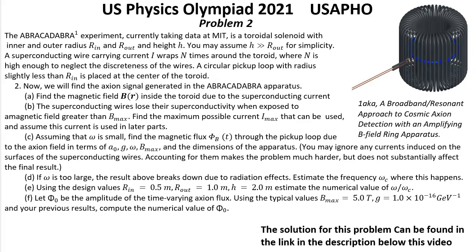F. Let Φ0 be the amplitude of the time varying axion flux. Using the typical values B_max = 5.0 Tesla, G = 1.0 × 10^-16 GeV^-1, and your previous results, compute the numerical value of Φ0.